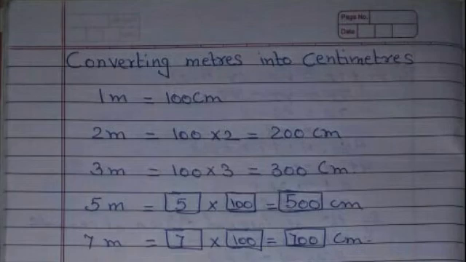Now next example, 5 meters is equal to 5 multiplied by 100, which is equal to 500 centimeters. Now 7 meters is equal to 7 into 100, which is equal to 700 centimeters. So children, see, we have converted meters into centimeters. So we have learned how to convert meters into centimeters.